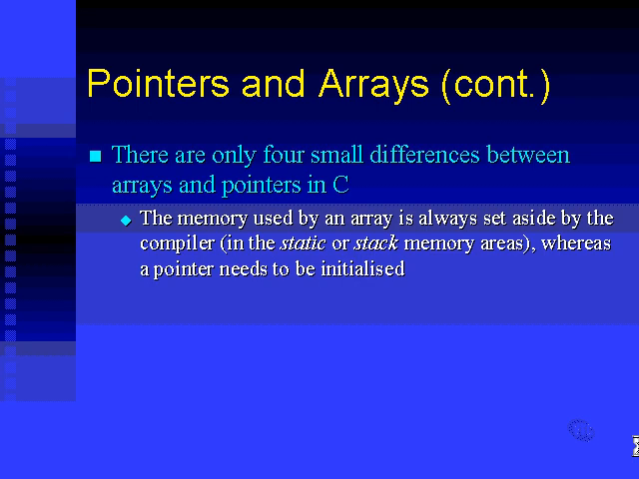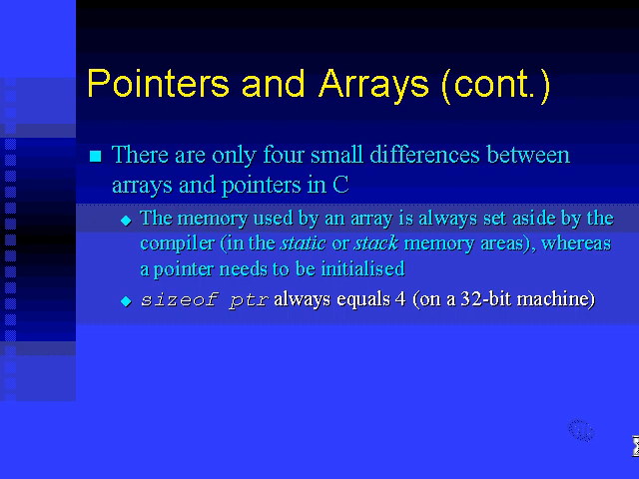The memory used by an array is always set aside by the compiler. It's either in the stack or it's in a static memory area. Doesn't matter where it is, it will be set aside by the compiler. Contrast that with pointers. Pointers need to be initialized to point to something. They need to be set to point to an existing area of memory, or you need to go and allocate some memory from the heap for them to point to. So that's probably the biggest cause of errors: programmers forget that a pointer needs to be initialized to actually point to a valid piece of memory. Arrays do not need to be initialized in the sense that they always refer to a valid piece of memory.